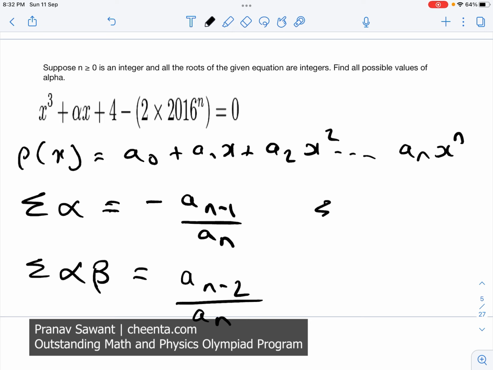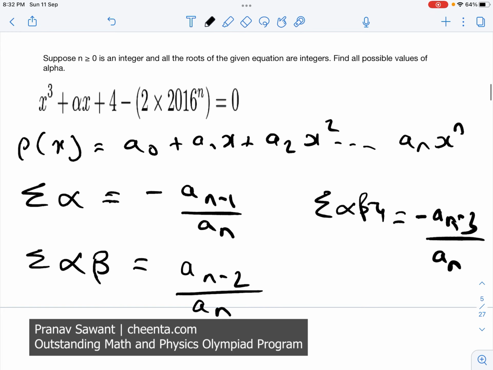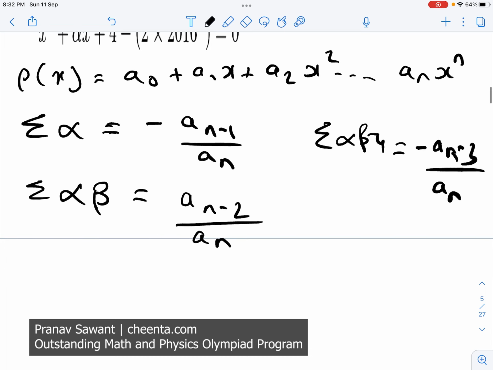If we take the sum of roots 3 at a time, alpha beta gamma, that will be negative a(n-3) divided by an, right? And n minus 3 is in subscript. And so this is how Vieta's relations go. So sigma alpha is the sum of roots taken one at a time. So let me just illustrate what this is via an example.